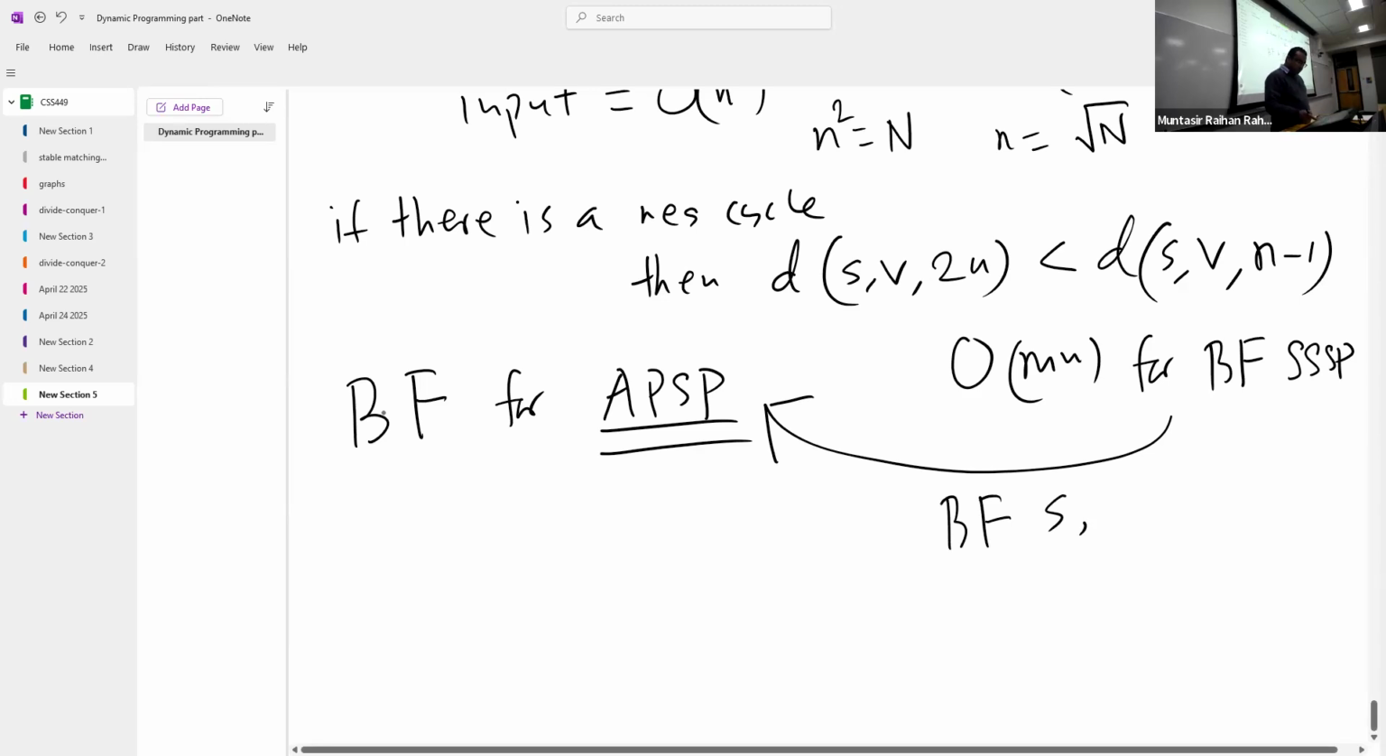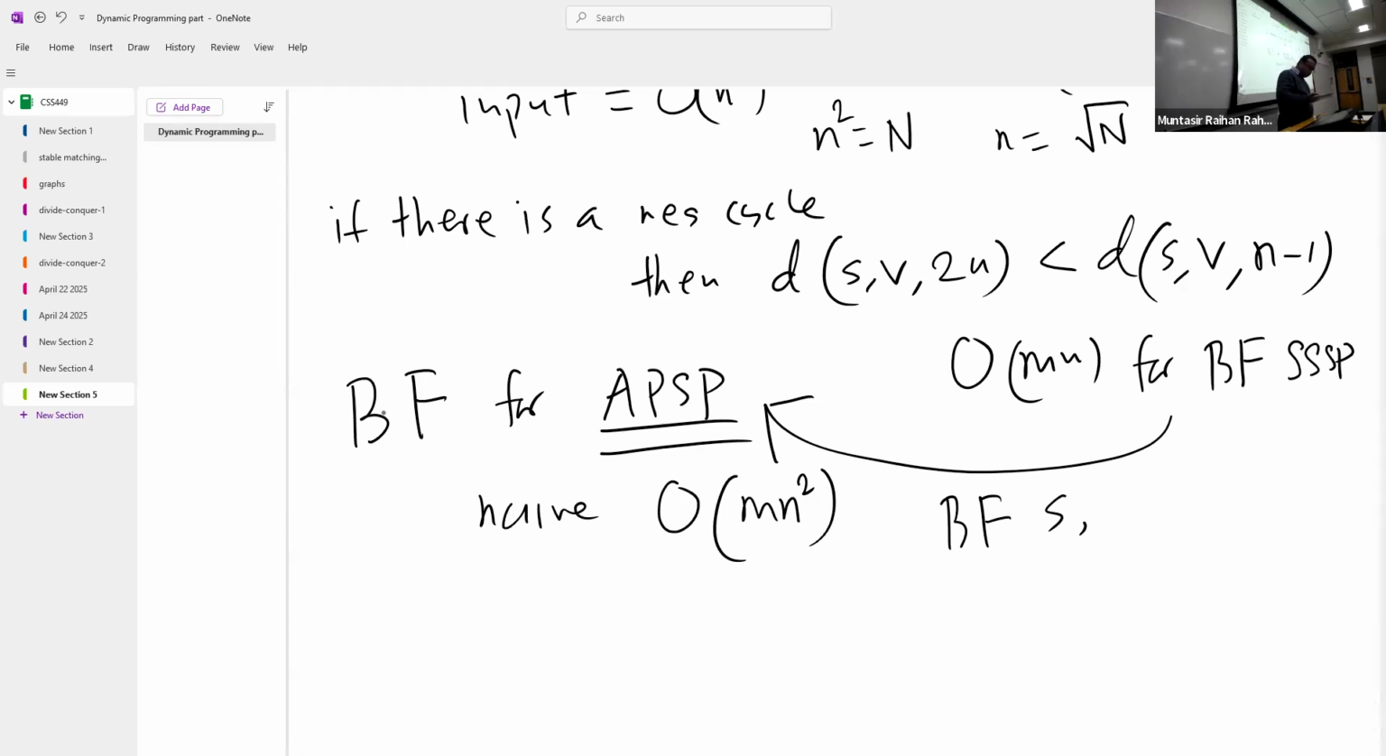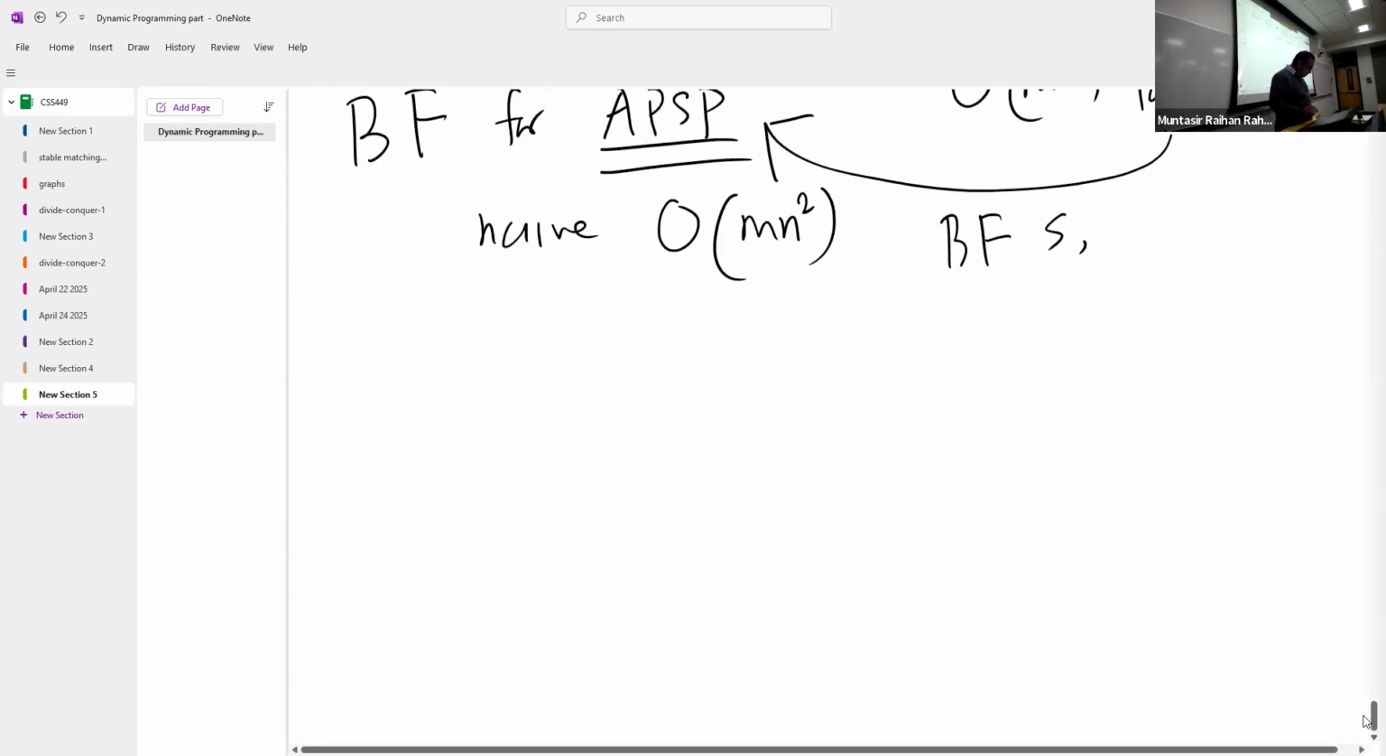Right, so instead of fixing S, we just instantiate Bellman-Ford single source shortest path for every possible source vertex. And that means that the naive algorithm is going to be order of m n squared, because you have to do that for every one of the n vertices, right? But then we should definitely try to do better, right? Because there are a lot of overlapping paths.